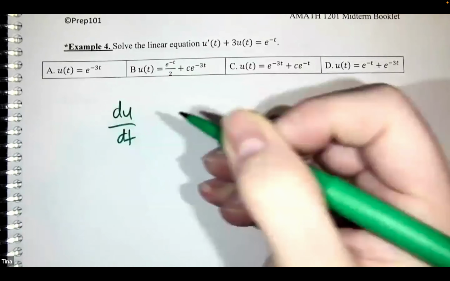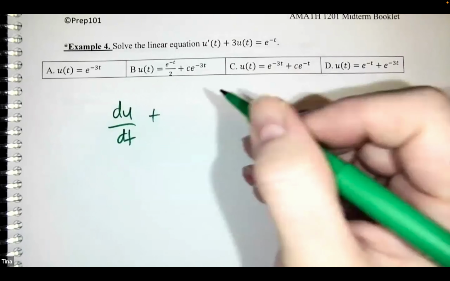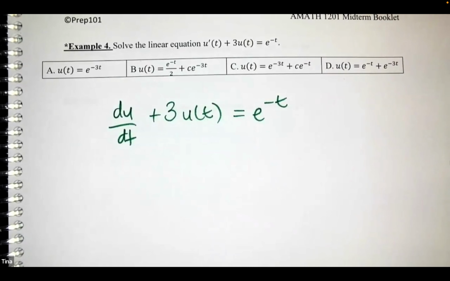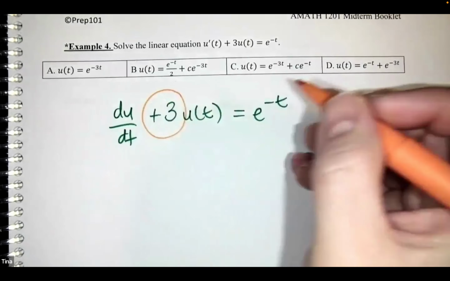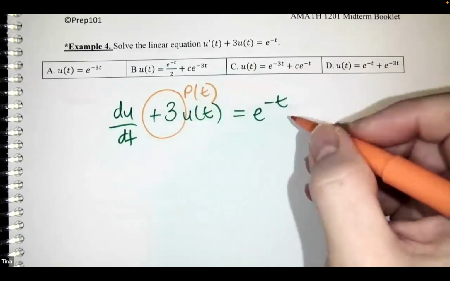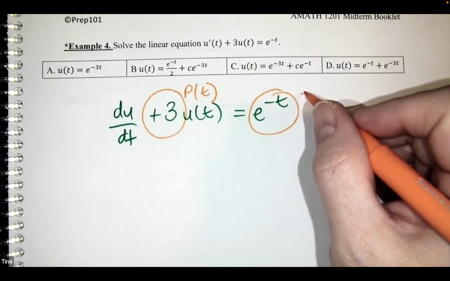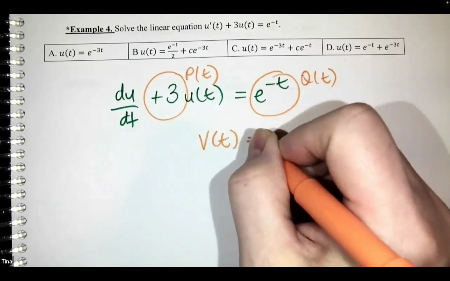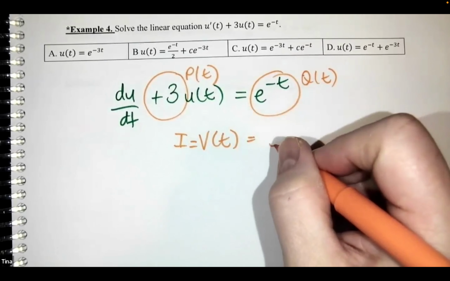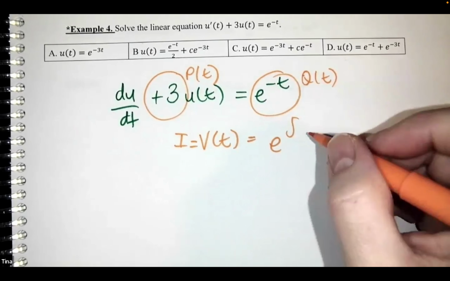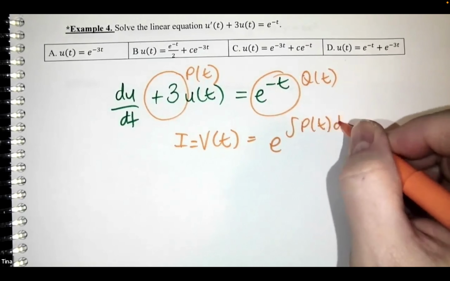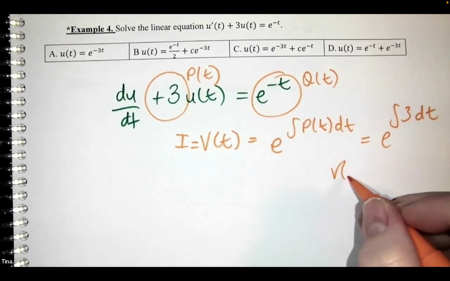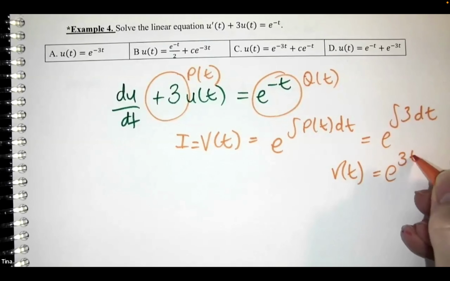Okay, so it's already good in terms of form. So du/dt plus 3u(t) equals e to the negative t. Everything in front of u is p of t, not x, it's t now, and this would be q of t. So I'm hoping your integrating factor, v of t, is e to the integral of p of t, which is really just e to the integral of 3. So my integrating factor is e to the 3t.